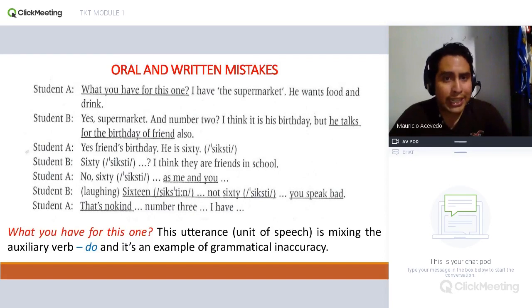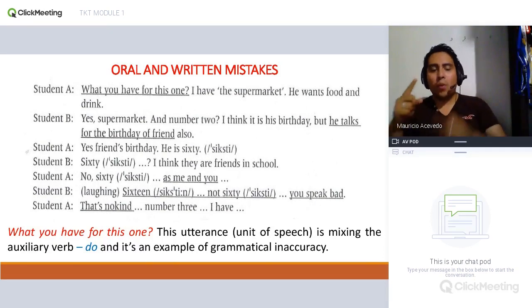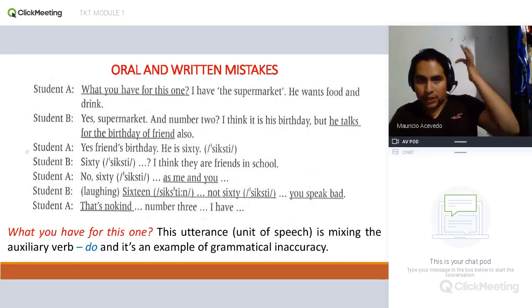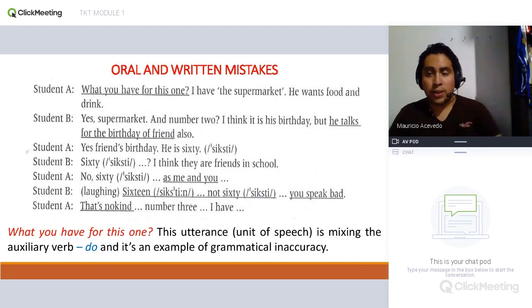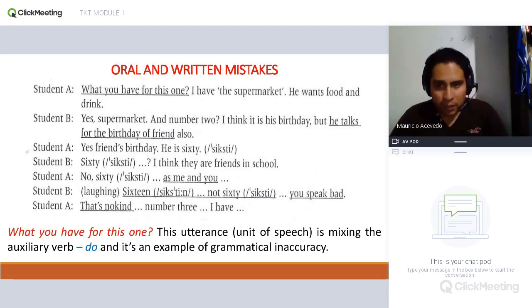"Yes, friend's birthday. He's 16." "60. I think they are friends in the school." "No, 16 as me and you." "Sorry, no, 60 as me and you." "16 and no 60. You speak bad." "That's not kind. Number three, I have," and so on. So as you can see, the ones that are in parentheses are because of pronunciation. But in the written part, they also made a mistake. Okay, so I'm going to explain very quickly some of these mistakes.